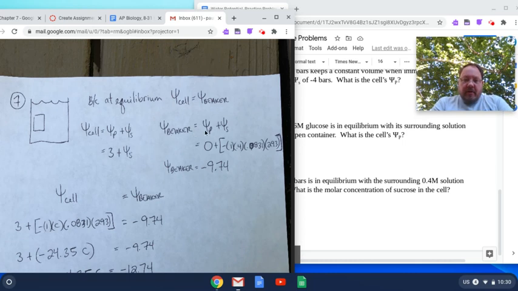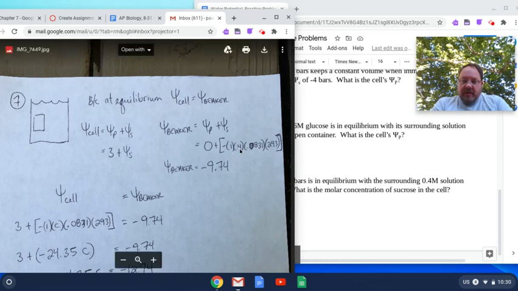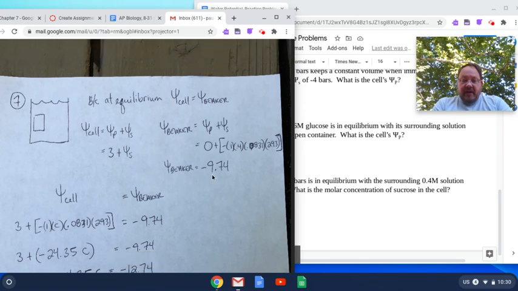Now, if we go to the beaker, it's an open container, so the pressure potential is 0. It's sucrose, so the ionization constant is 1. They tell us it's 0.4 molar, so there's the concentration. We've got our constant. And then again, it's at 20 degrees Celsius, so it's 293 Kelvin. So we end up calculating the water potential of the beaker at negative 9.74 bars.